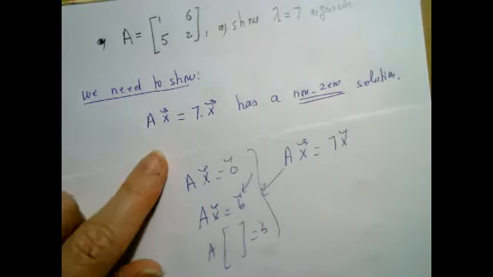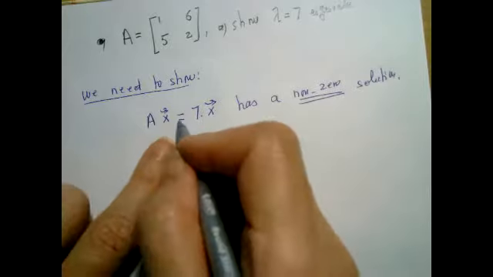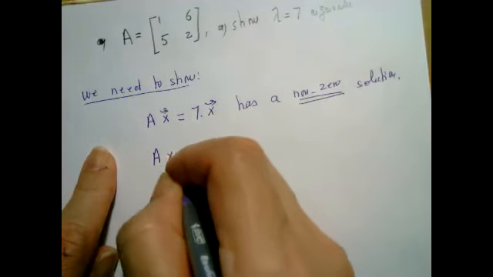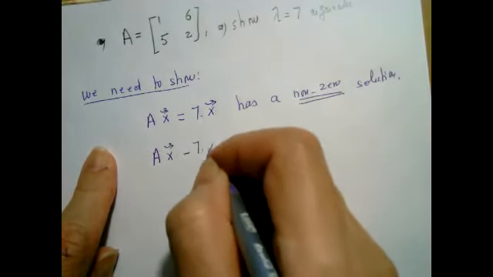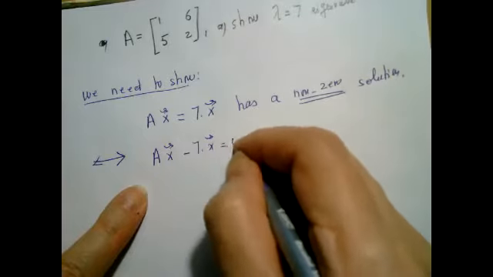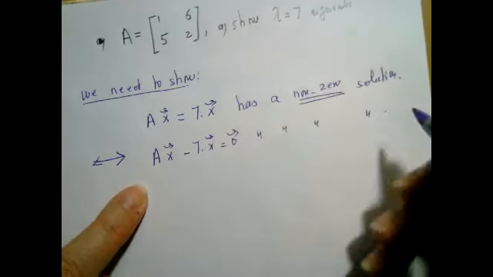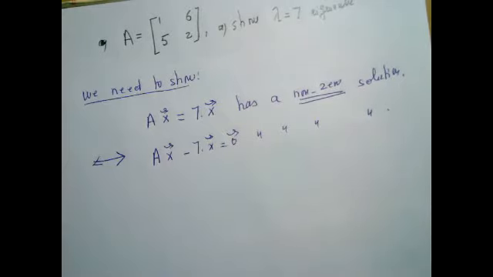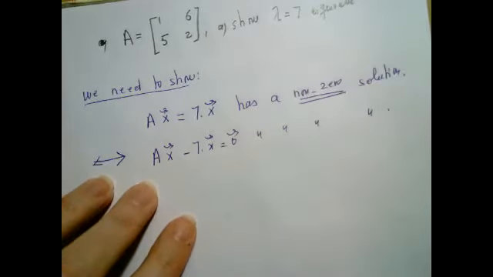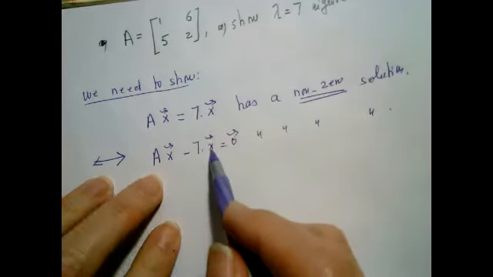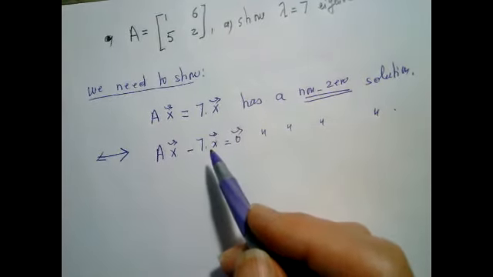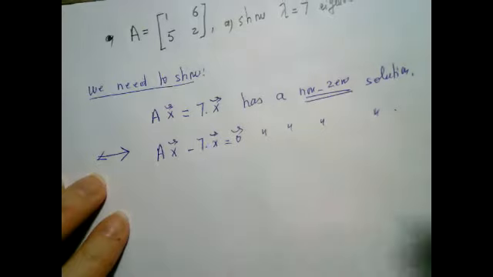So what we're going to do is the following. I'm going to subtract 7x from both sides. I want to somehow collect the x's. So this is equivalent to solving Ax minus 7x equal to 0, that is, to showing that this has a non-zero solution. Every step is important right now. Now I need to solve this equation. Again, I have a problem. How can I solve it? Somehow I would like to factor out the x. But how can I factor out the x?